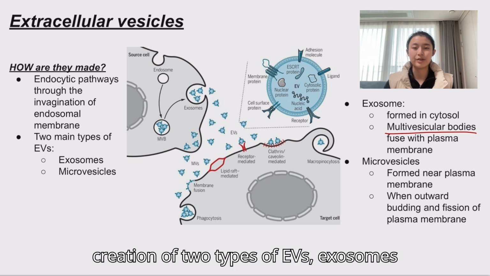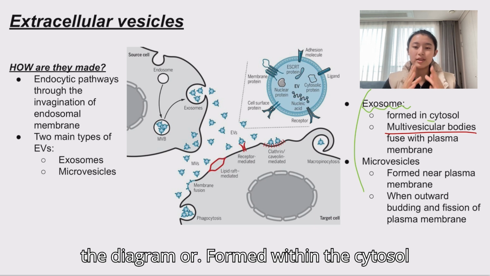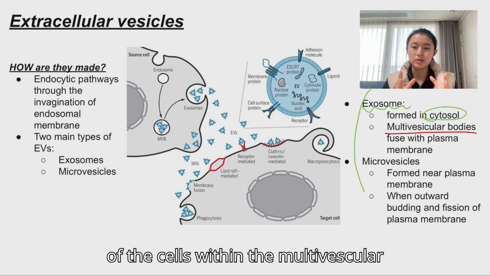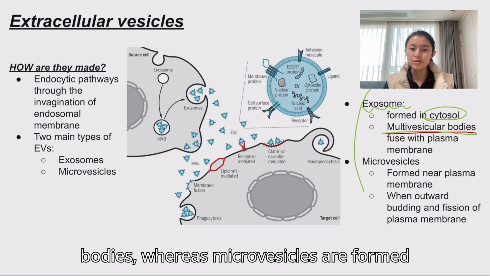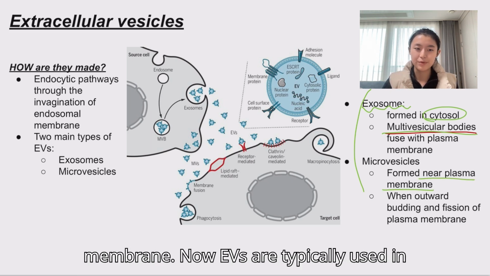This process results in the creation of two types of EVs, exosomes and microvesicles. Exosomes, as shown in the diagram, are formed within the cytosol of the cells, within the multivesicular bodies, whereas microvesicles are formed near the plasma membrane through the outward budding and fission of the plasma membrane.